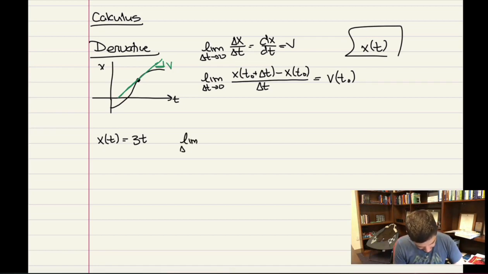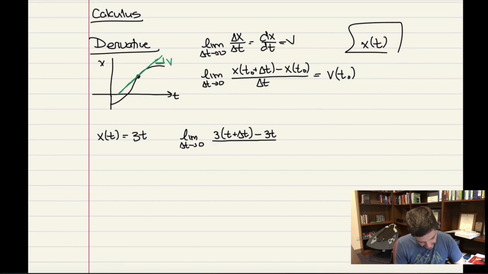So to calculate the derivative, I plug in t plus delta t, so it would first be 3 times t plus delta t. I subtract the function evaluated at t, so just 3 times t. Then I divide this entire mess by delta t. That is the same thing.